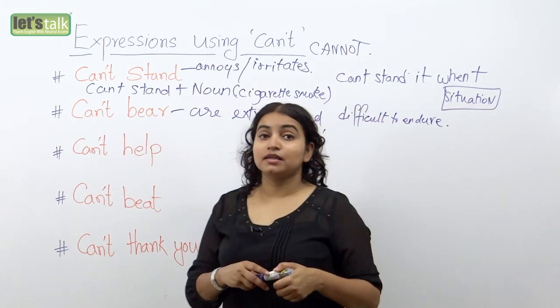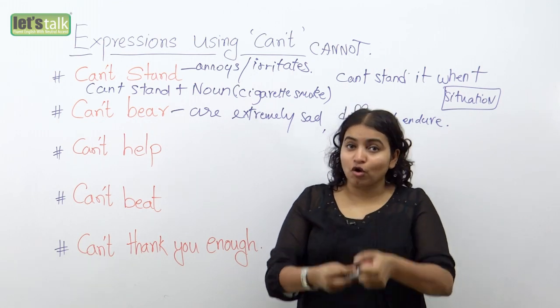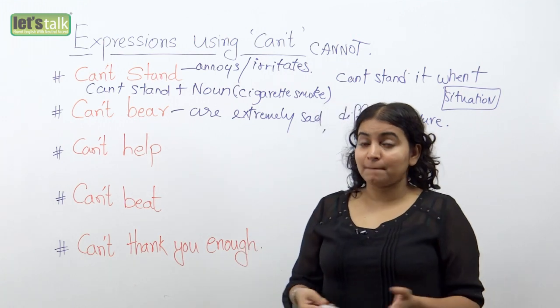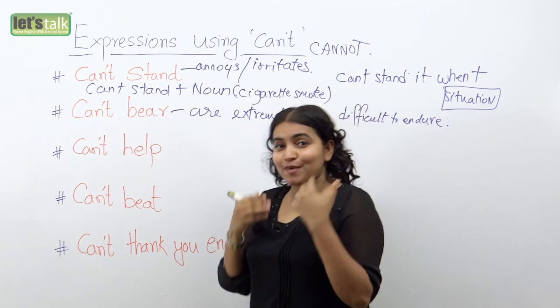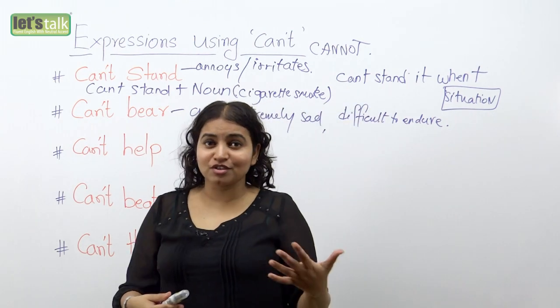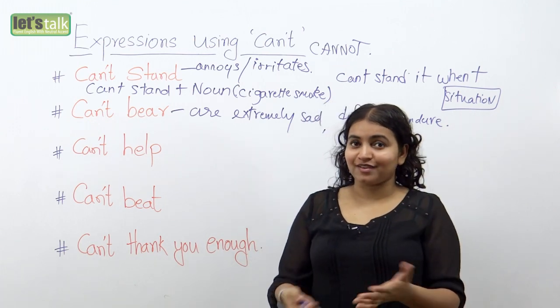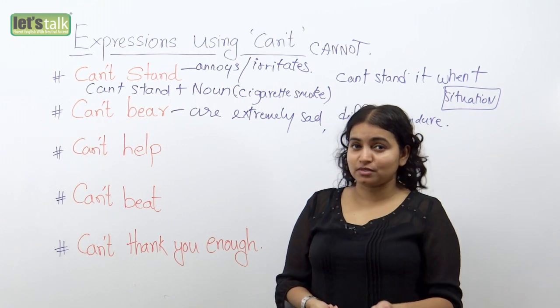Okay, so you can say something like, I can't bear to look at dogs who are on the road who are dying or who don't get enough to eat, because you feel extremely sad or it's difficult for you to bear or endure the thought of looking at dogs who are hungry or starving on the road. Okay, that's what can't bear is, when you can't endure it, when you feel sad about something.